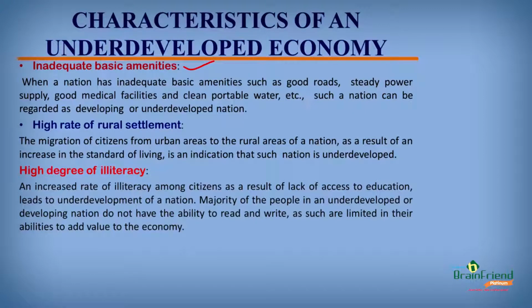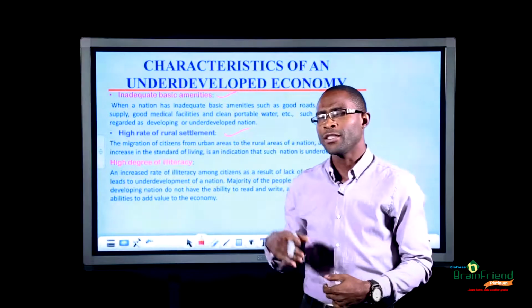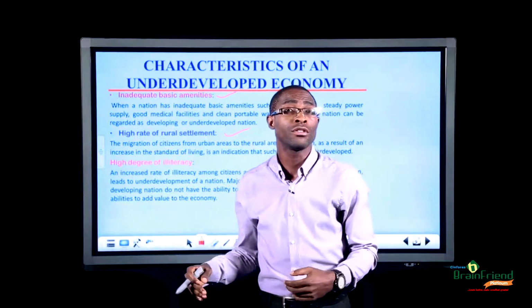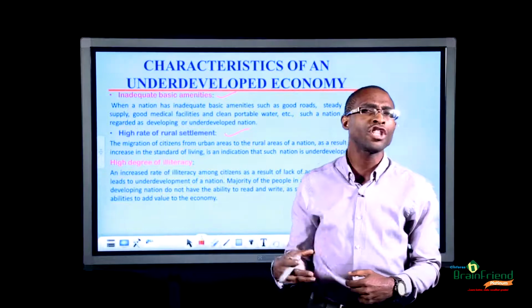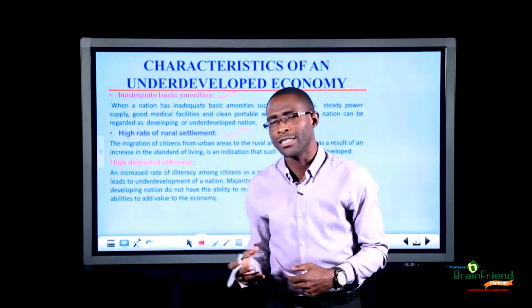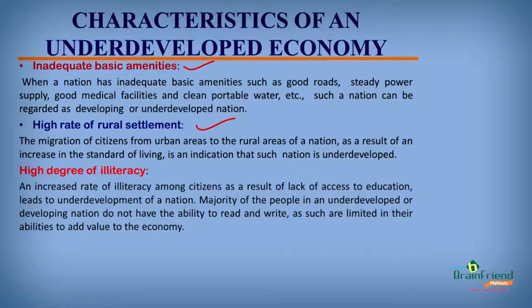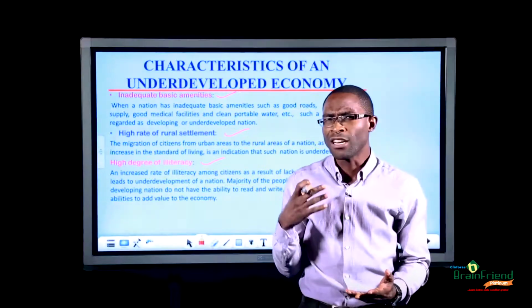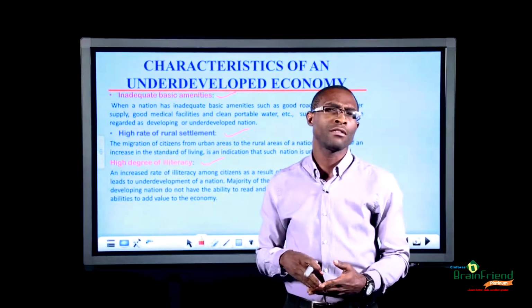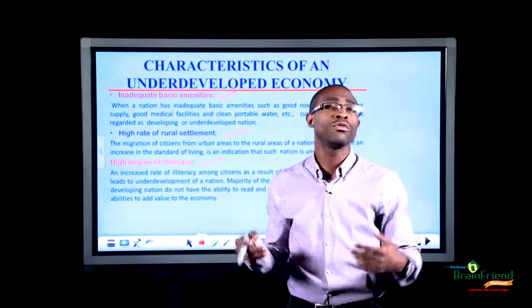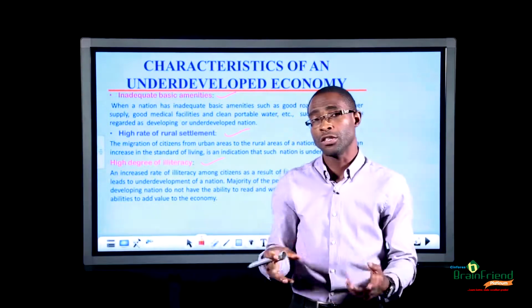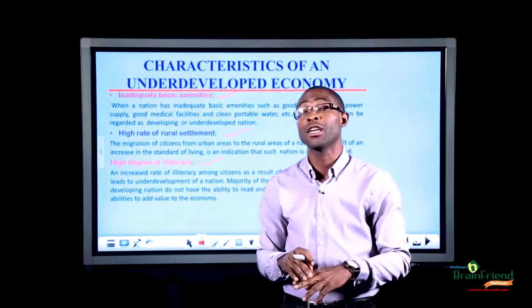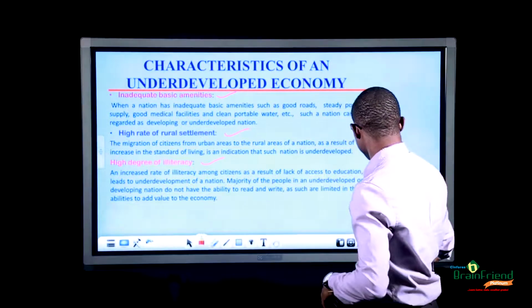The second is high rate of rural settlement. When there is migration from urban areas to rural areas in a nation, we could say that such a nation is either underdeveloped or developing. Thirdly, we have high degree of illiteracy. When there are no schools, it therefore means that citizens are not able to acquire education, and this in turn impacts on the nation. As such, the nation becomes underdeveloped.